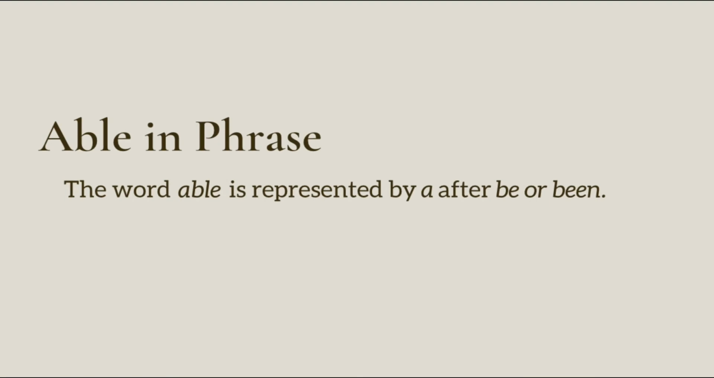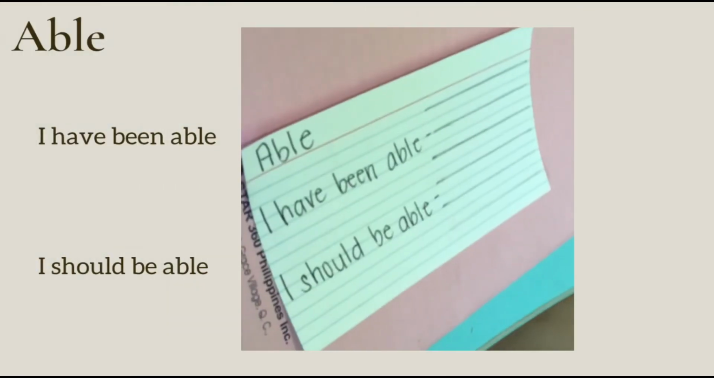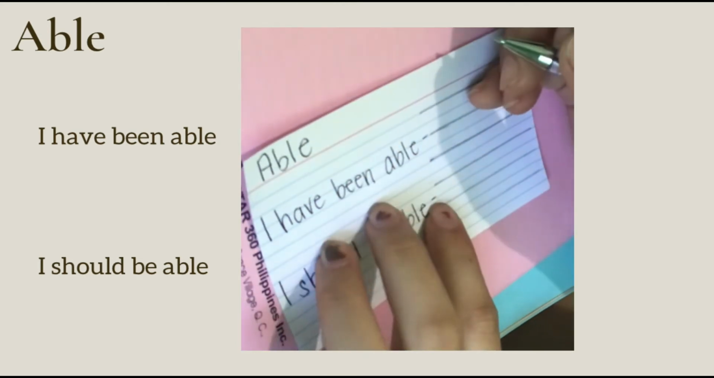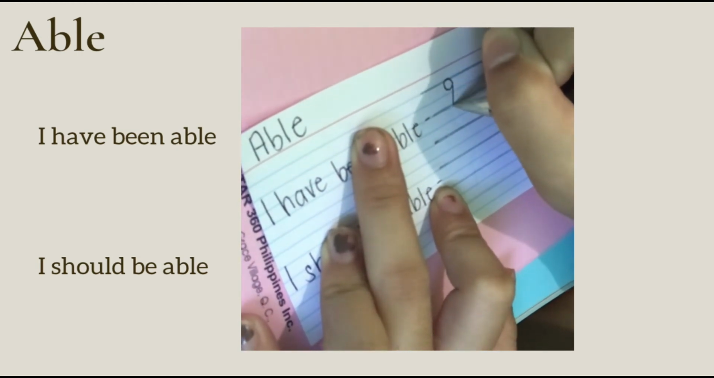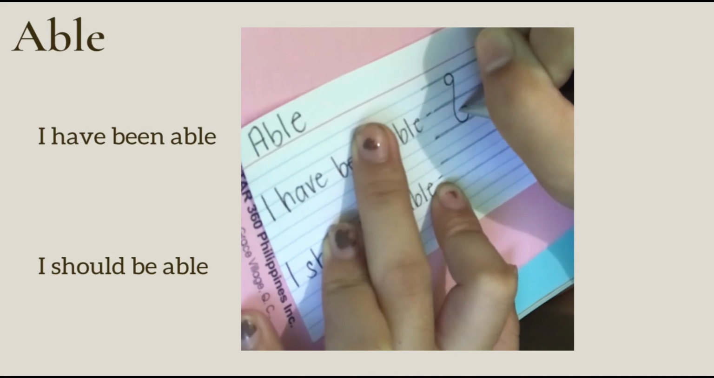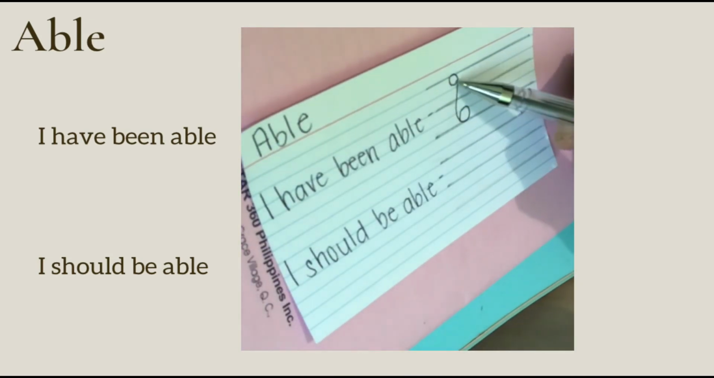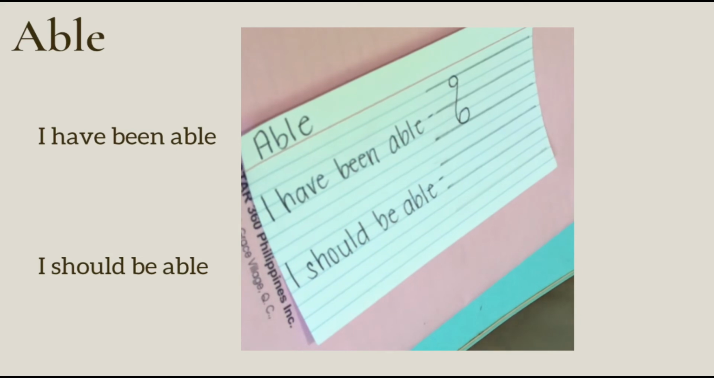Able in phrase. The word able is represented by a after be or been. We have some examples of able in phrases. But always remember that able is represented by a. So first example is I have been able. This is the stroke of I have been able.